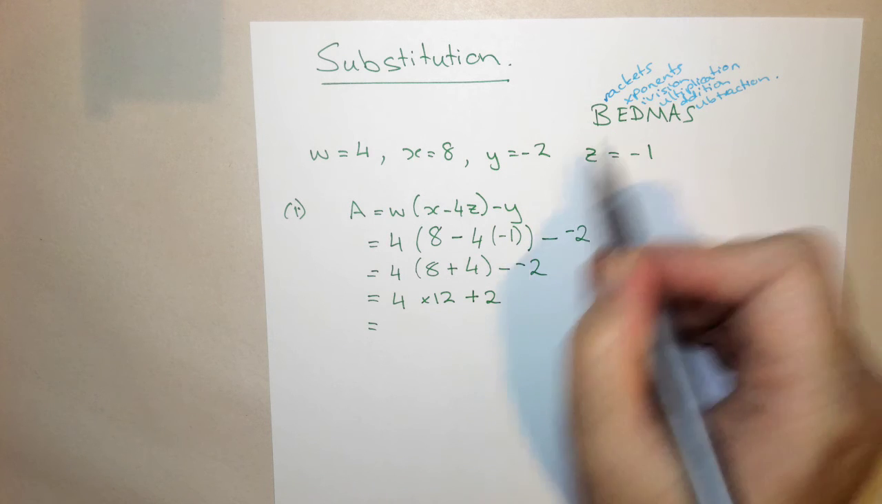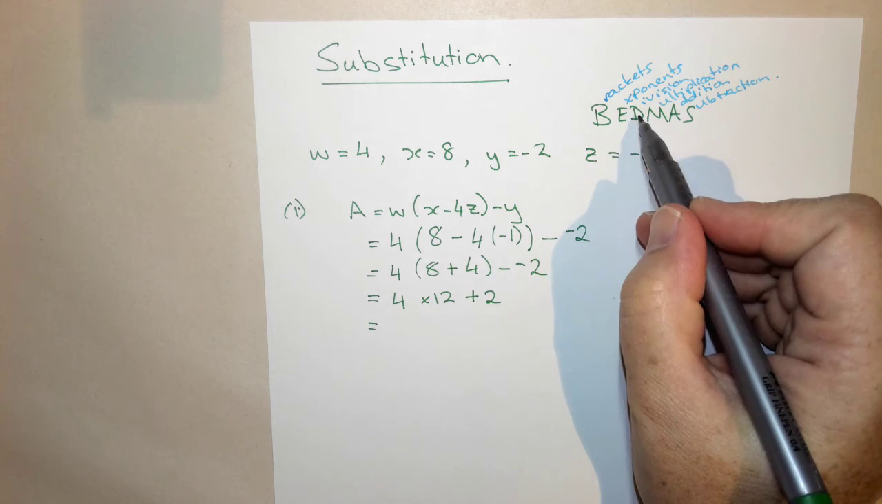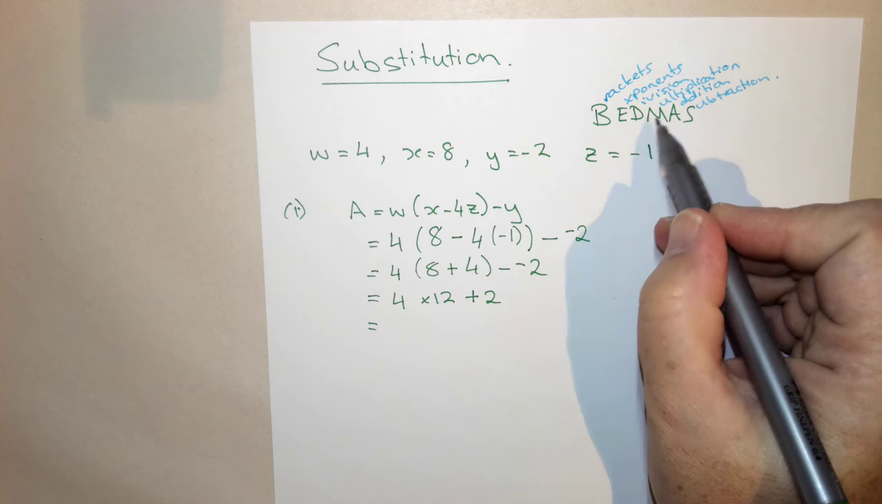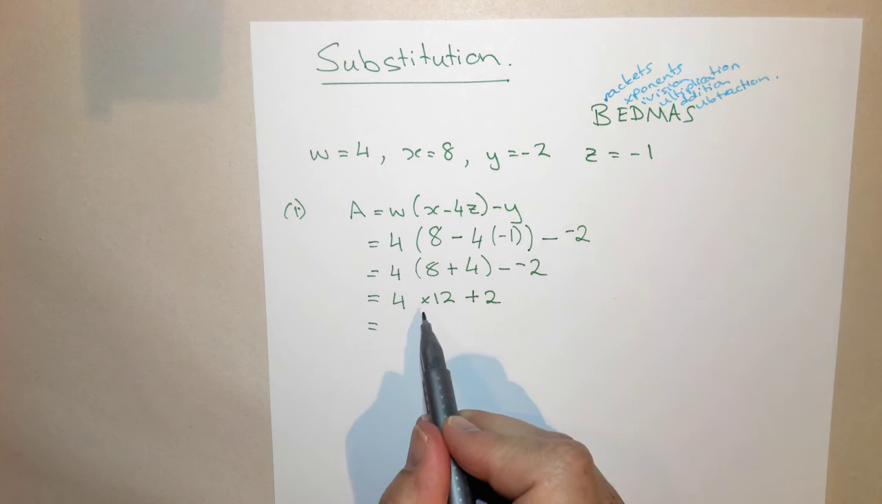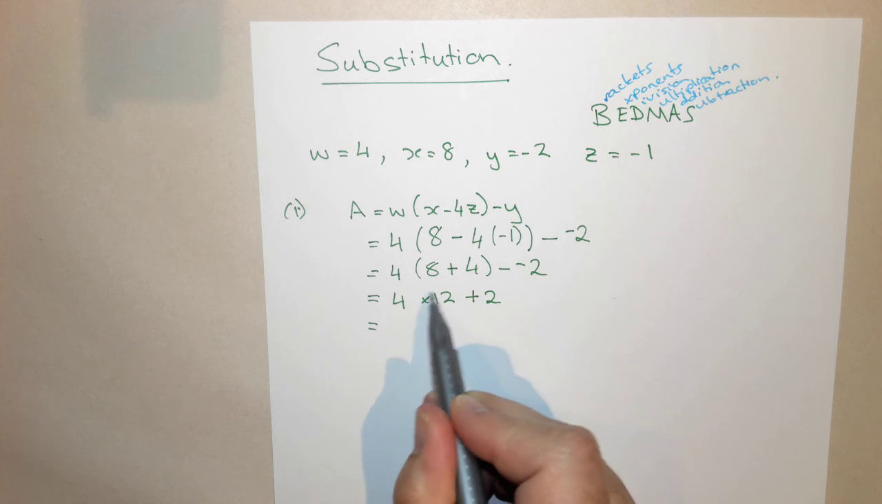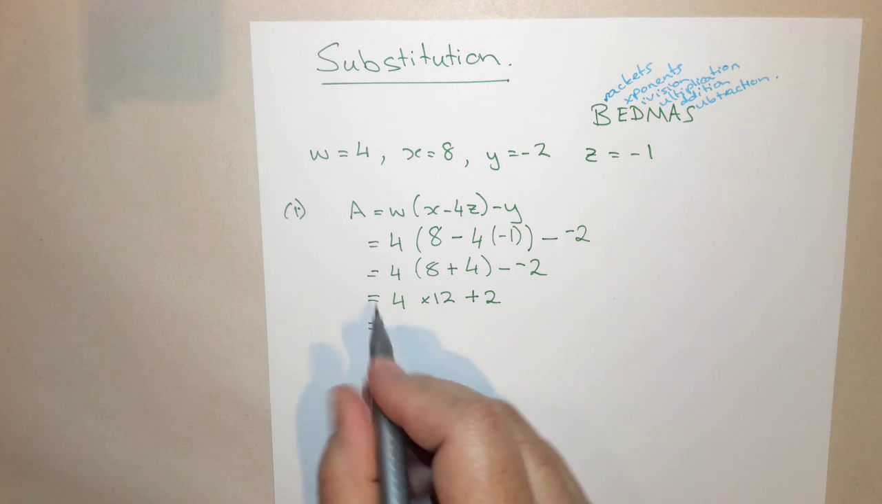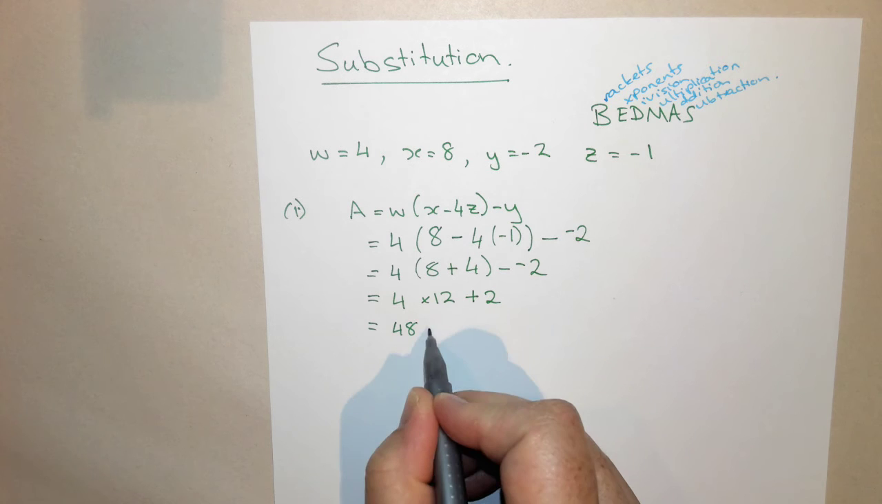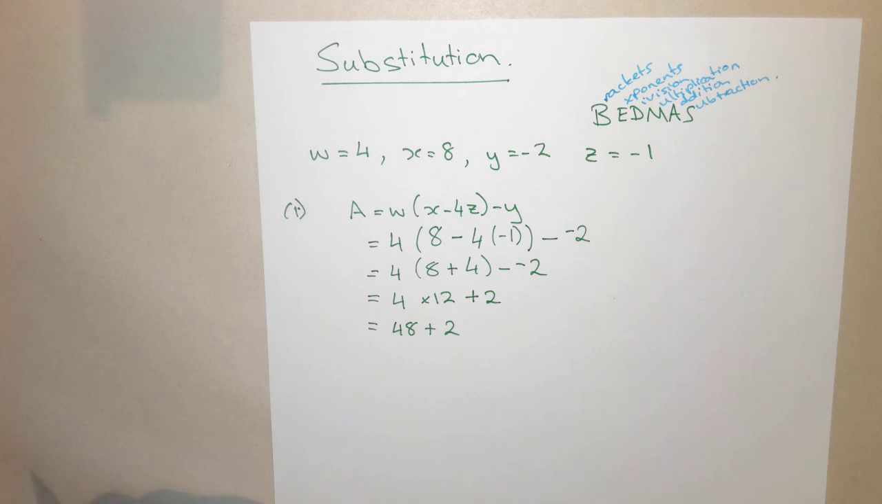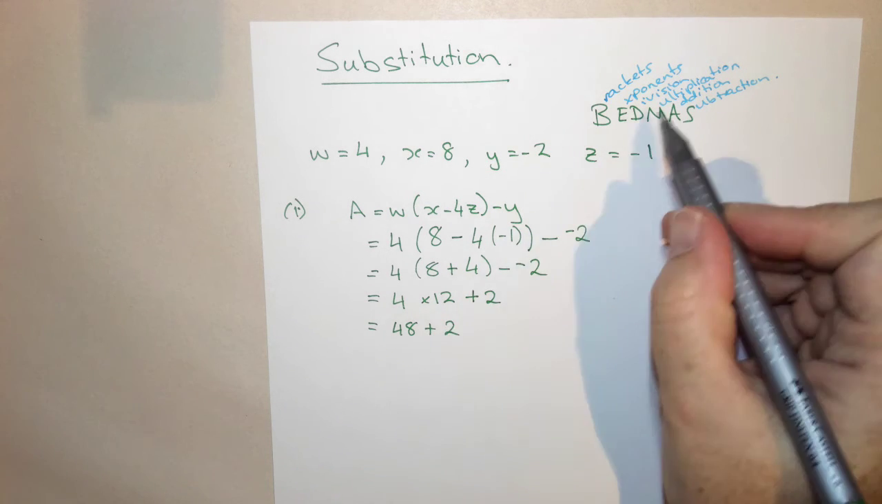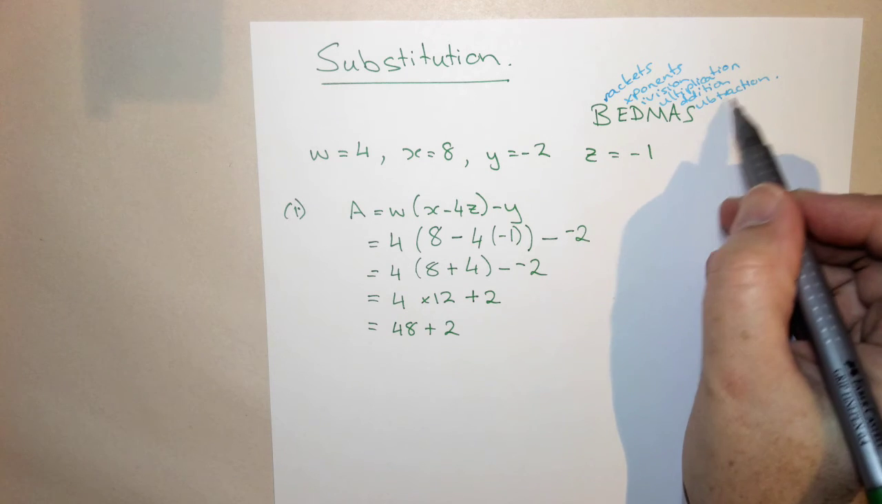Do I have any powers? No, there's no powers there. Do I have divisions? Nope. Do I have multiplication? Yes. So I'm going to do this multiplication next. So 4 times 12 is 48. And I haven't done anything with the 2 yet. So I've dealt with that multiplication, and now I can do any addition or subtraction.